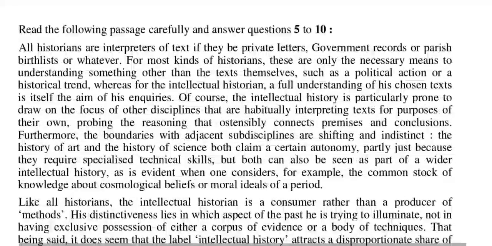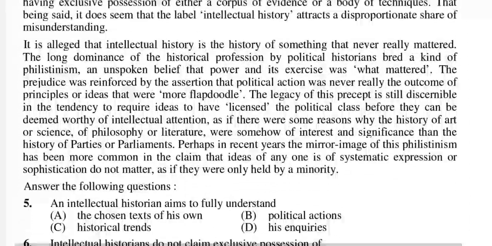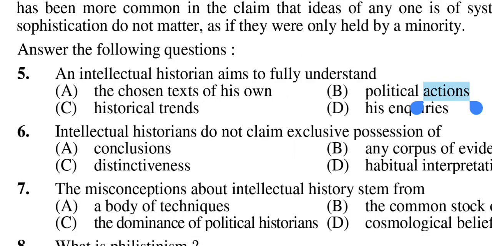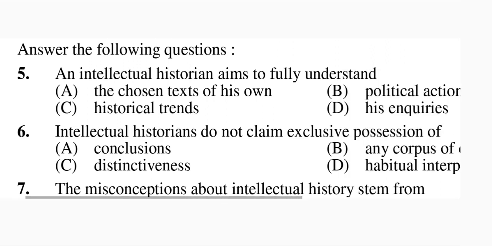I have read the entire passage, and now we have to solve the questions from number 5 to number 10. If you would like to reread it, you have to press the backward button of the YouTube video, and then you can do it. Number 5: an intellectual historian aims to fully understand the chosen text of his own inquiries, not political actions or historical trends. So the answer is: an intellectual historian aims to fully understand the chosen text of his own.